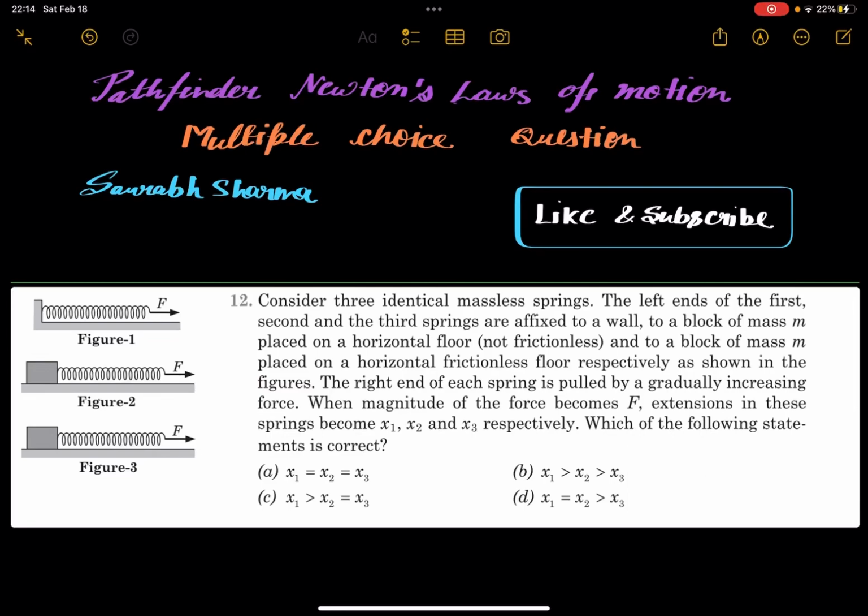Hello friends, I am coming with question number 12 of Pathfinder Newton laws of motion. So what is the wording of this question? The question is saying that consider three identical massless springs.